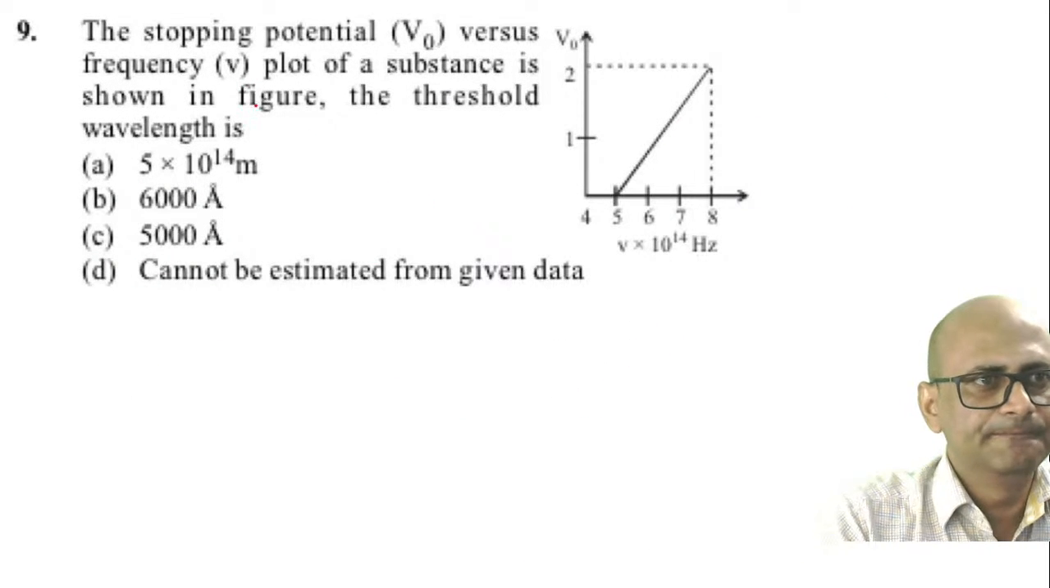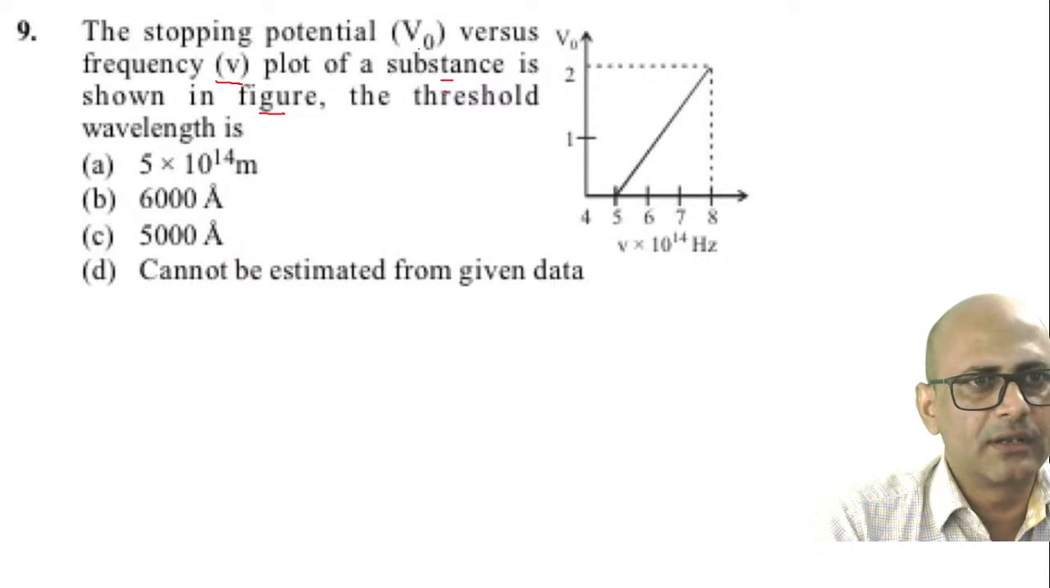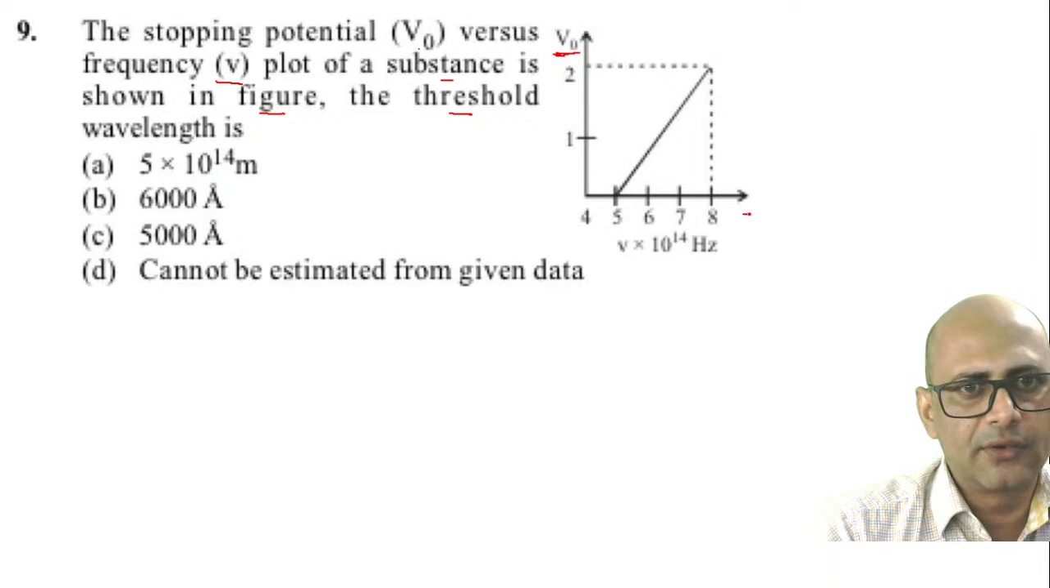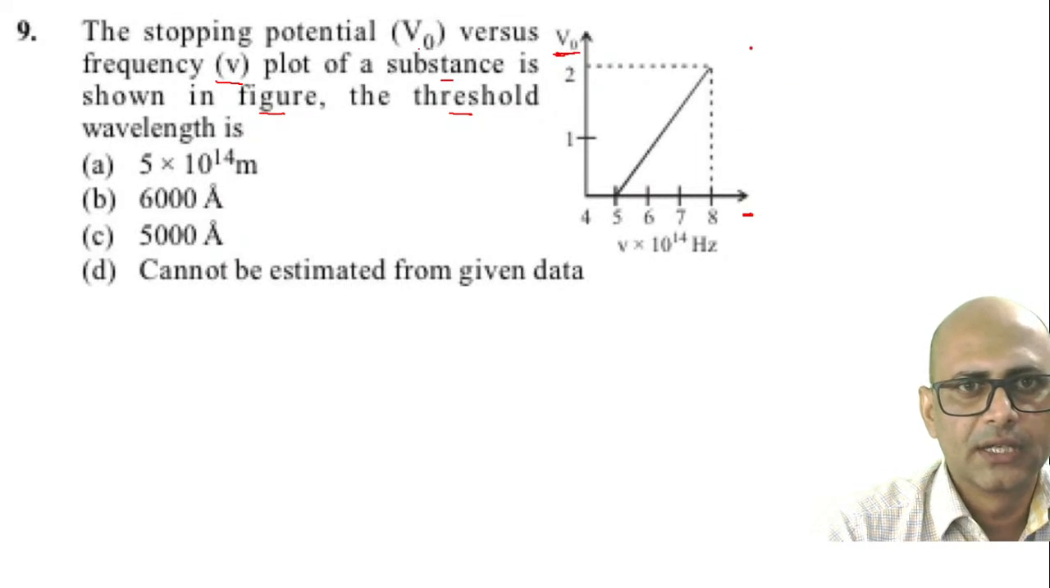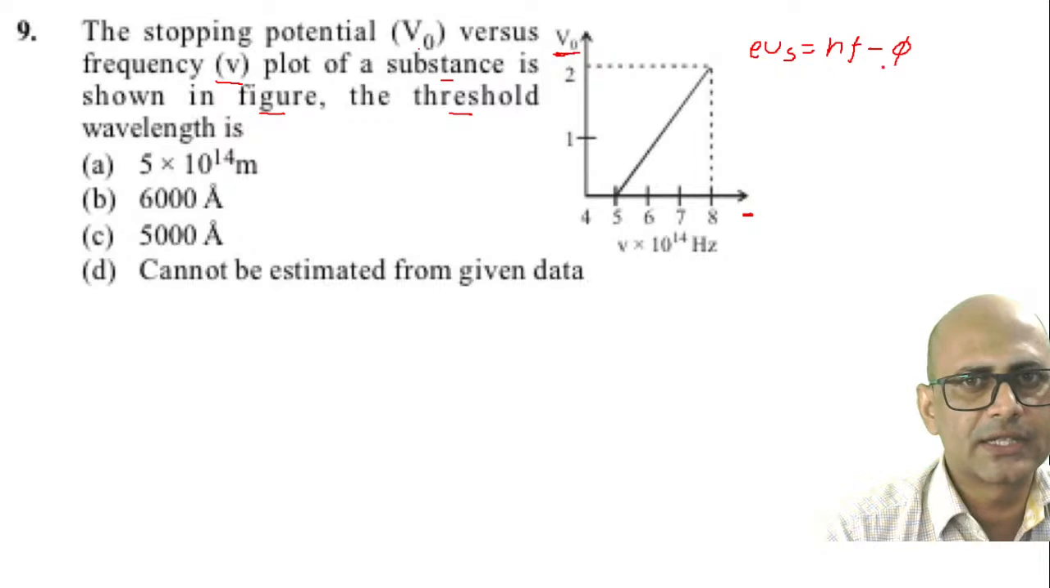This is the next question. The stopping potential V0 versus frequency plot of a substance is shown in the figure. The threshold wavelength is? So you have been given a stopping potential and frequency graph. Let's first find the equation. eVs is equal to hf minus phi. This is the equation of the photoelectric effect.